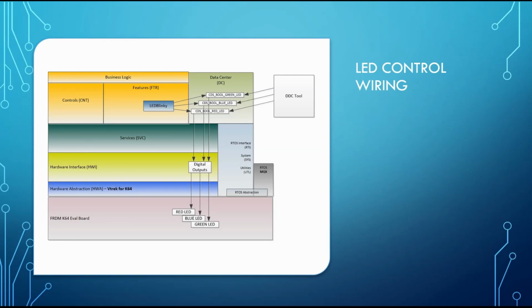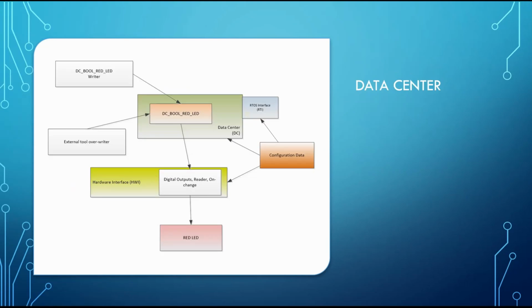As far as LED control wiring, we're going to have our feature, which is LED Blinky. That's what we're adding. 3 data items in the data center, one for each LED. Those will be mapped through the digital output software component and will drive the pins that drive the LEDs. From a data center perspective, we're going to have write interfaces or writers to the Boolean data items in the data center. We're going to have those in the controlling feature, which is the one that we're implementing. We can also override those with the external tool.